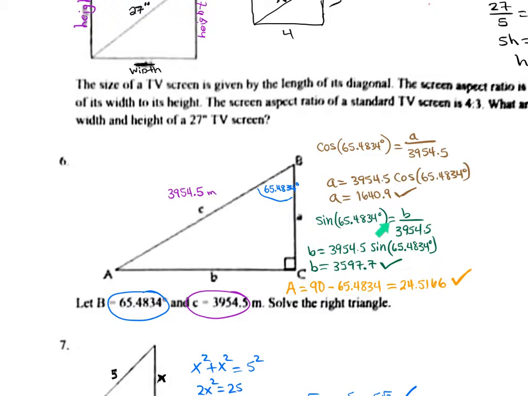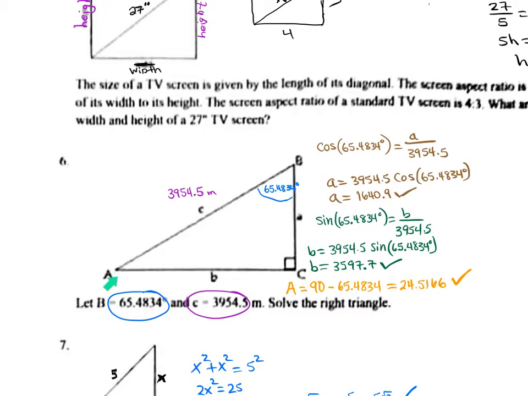Sine of 65.4834 degrees equals opposite, which is B, over hypotenuse, which is 3954.5. Multiplying by 3954.5 on both sides, we get B is equal to 3954.5 times the sine of 65.4834, which gives us 3597.7. So that is B.